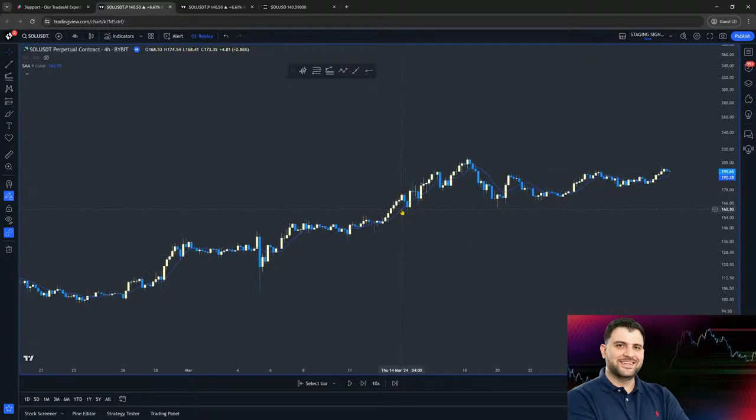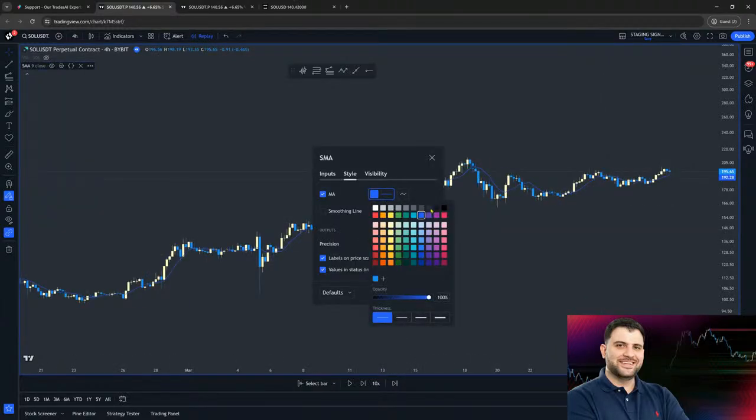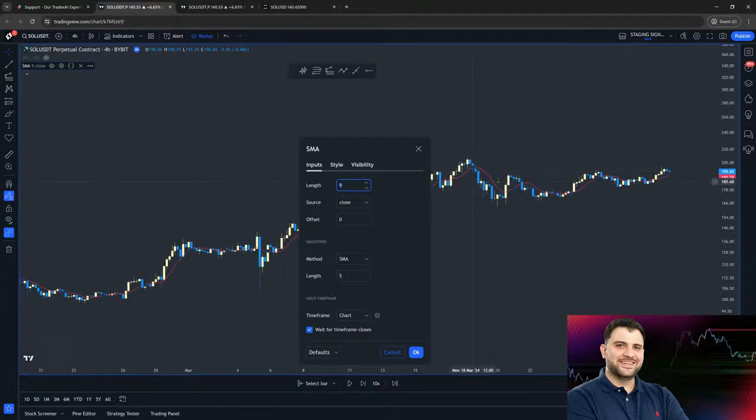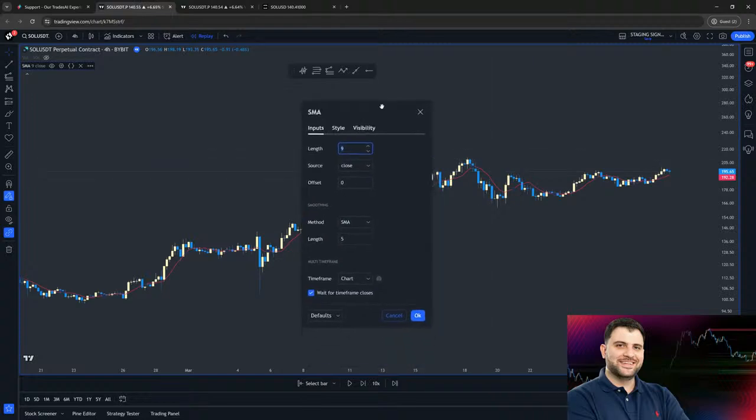I just clicked on it and added it. There you go, the blue line. You can double click it and change its color. Let's put it red just so we can see it clearly in here. And then you go to inputs and change the length. The length is the number of candles being averaged at any point. So you hear people saying 50 moving average, 100 moving average, 150 moving average.